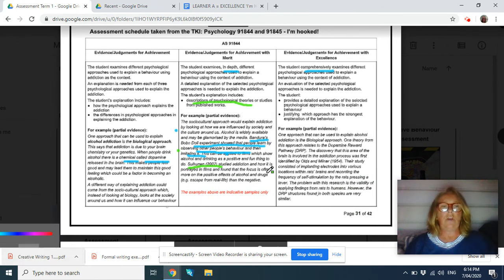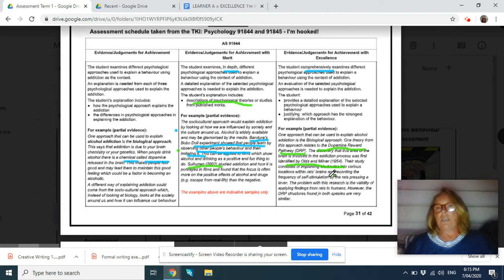If we go now and have a look at the excellence one, again we've got the biological approach. One theory from this approach relates to the dopamine reward pathway. So instead of just talking about dopamine as the achieved student does, the student for excellence has actually talked about this theoretical approach, the dopamine reward pathway. This discovery, that an area of the brain is involved in the addiction process, was first identified by Olds and Milner in 1954. So the student is saying, this is not just a fact, this is why it's a fact. These are the people who discovered it. This is the way that it's been put together.